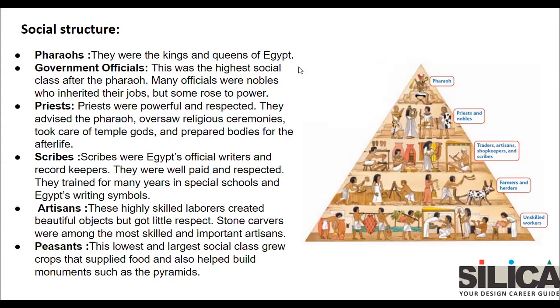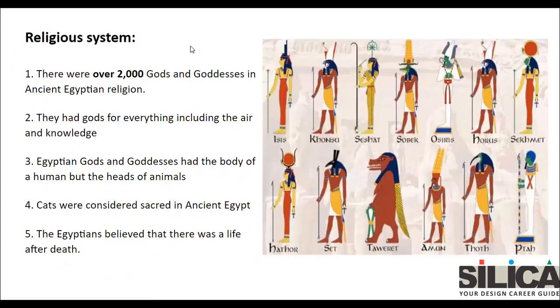Next we talk about the religious system. There were over 2000 gods and goddesses in ancient Egyptian civilization. They had gods for everything, including air and knowledge. Egyptian gods and goddesses had the body of a human, which we can observe, but the heads of animals.